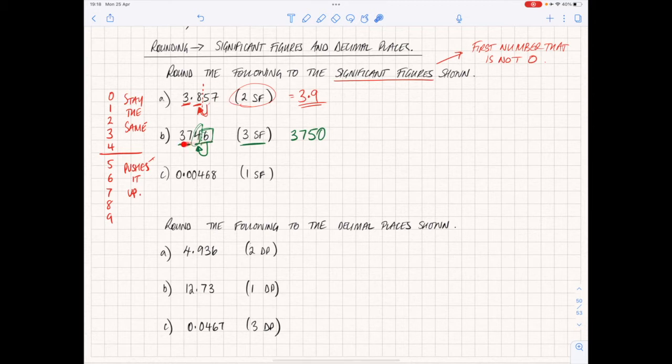If it's before a decimal place, you're looking at the third significant figure, then you have to put this in because we still need it as a place value. Okay, it's a little bit more complex to get your head around. Next one, 1 significant figure.